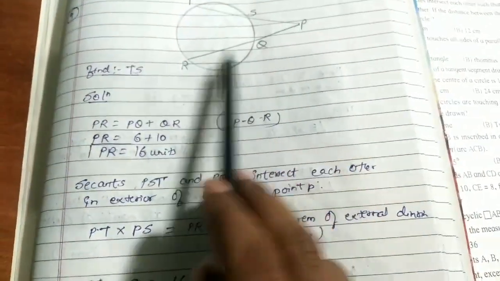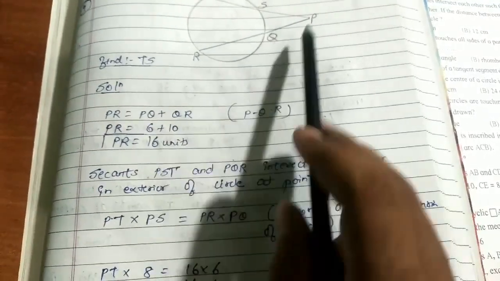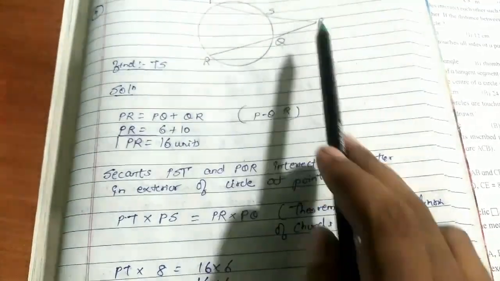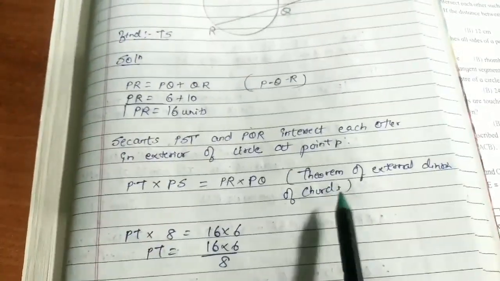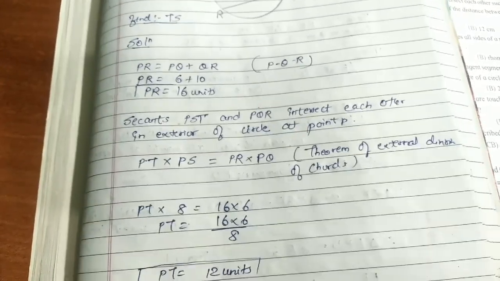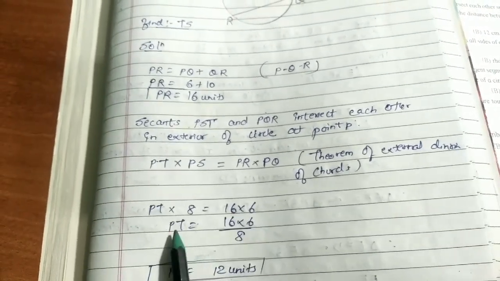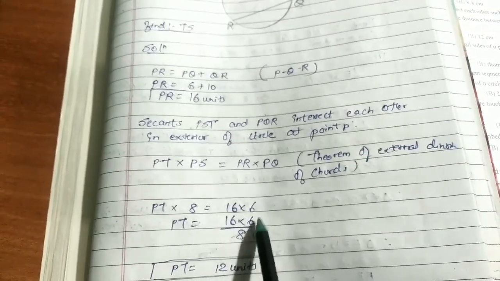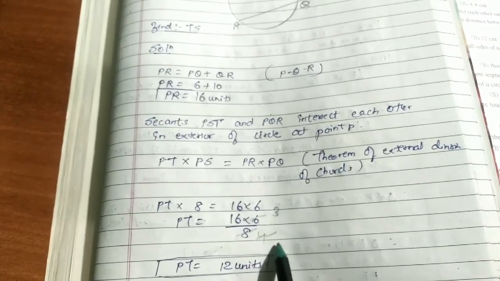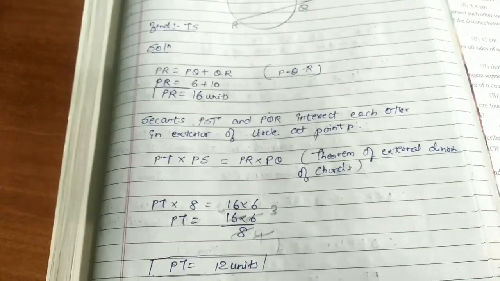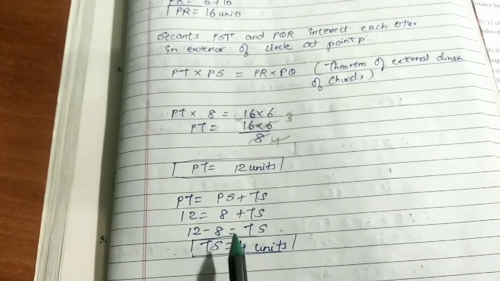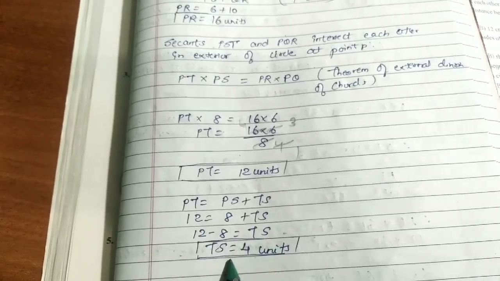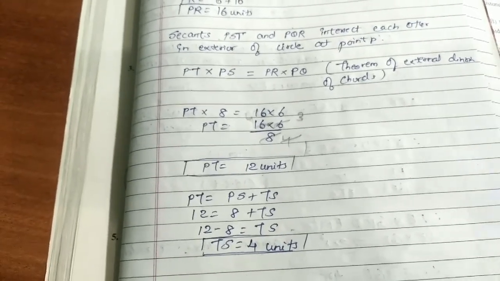PST and PQR are the two secants and they intersect at point P. So PT into PS equals PR into PQ by the theorem of external division of chords. So PT into 8 equals 16 into 6. So PT equals 16 into 6 upon 8, which is 12. So PT equals 12 units. What is PT? PS plus TS. So 12 minus 8 equals TS. So TS equals 4 units.